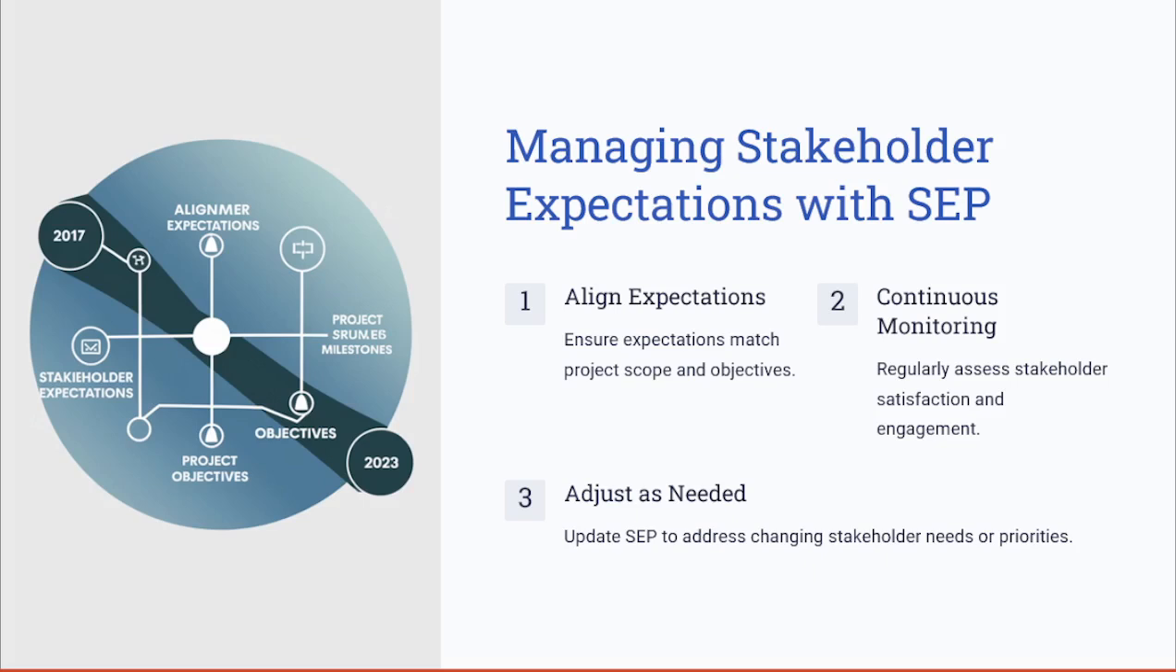Now let's discuss the role of the stakeholder engagement plan in managing stakeholder expectations. The stakeholder engagement plan plays a crucial role in managing the stakeholder expectations. By actively engaging the stakeholders, understanding their needs, and clearly communicating the project goals, you ensure that their expectations are met. As the project progresses, it's essential to monitor and update the stakeholder engagement plan to ensure continued alignment and address any shifts in stakeholder needs, interests, or priorities.